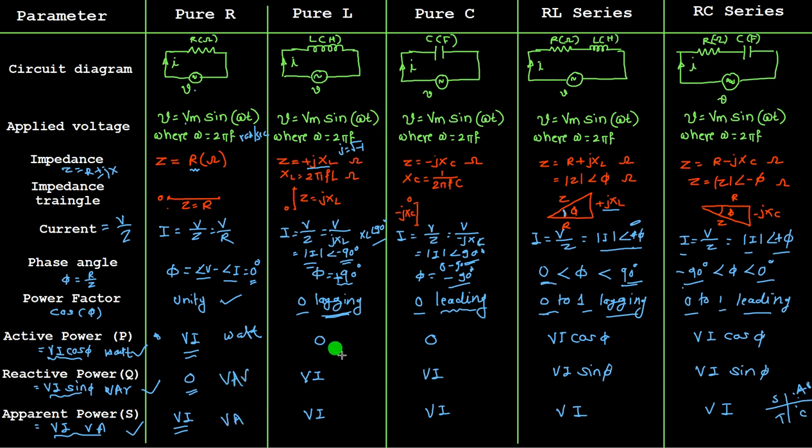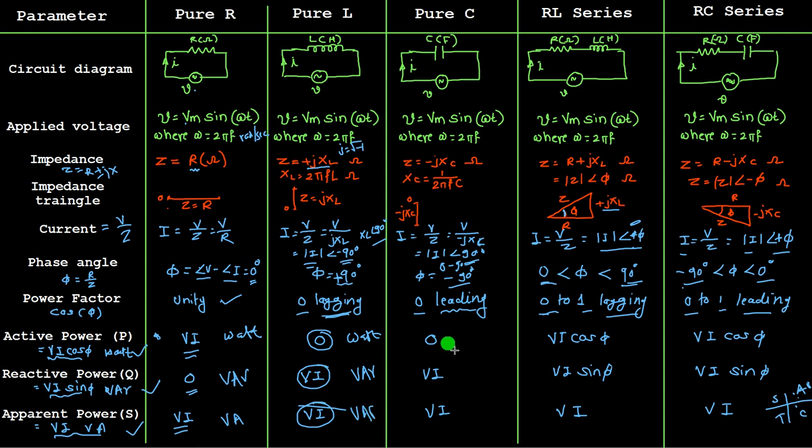Similarly, if you come to the pure inductor, cos phi is 0, hence active power consumption is 0. Reactive power is VI sin phi, sin 90 is 1, so it is VI, and apparent power is also VI. So here the units are watt, VAR and VA.